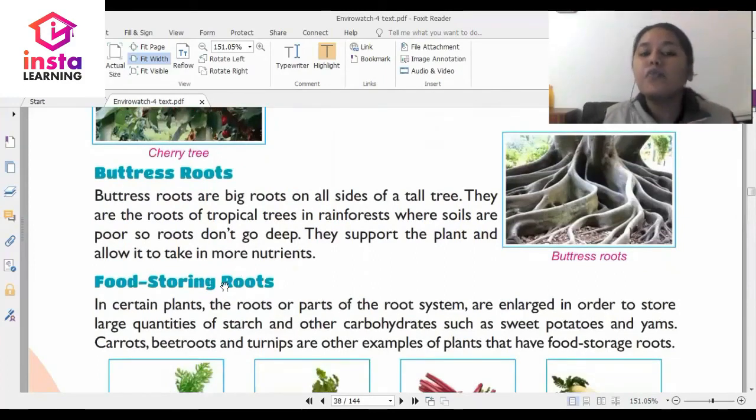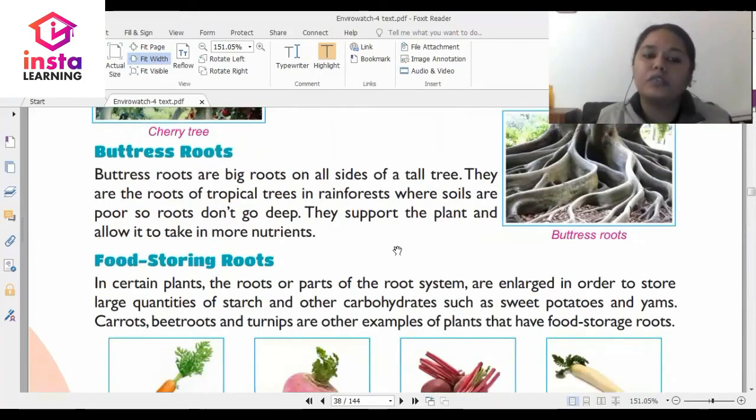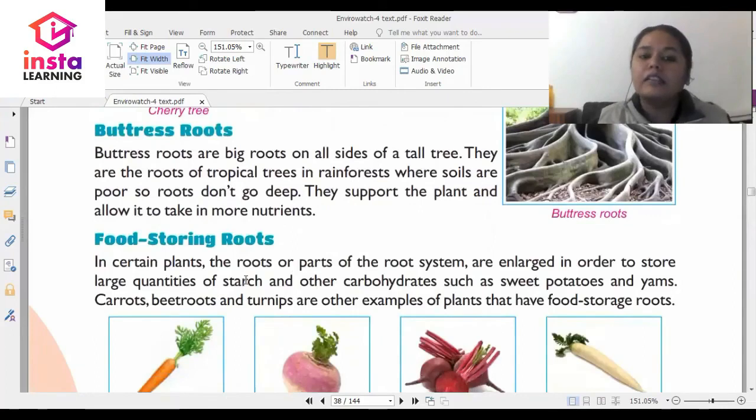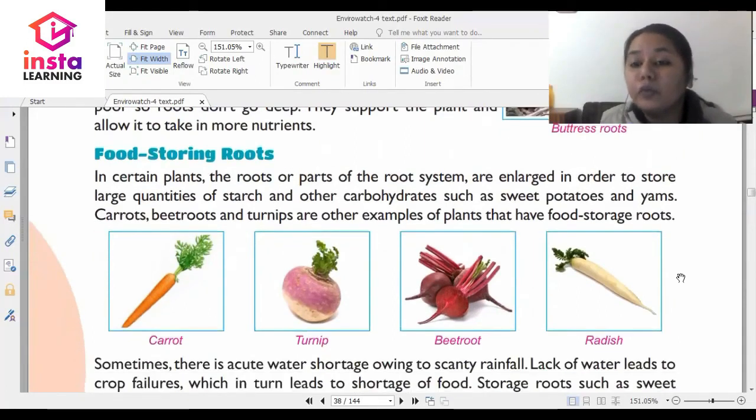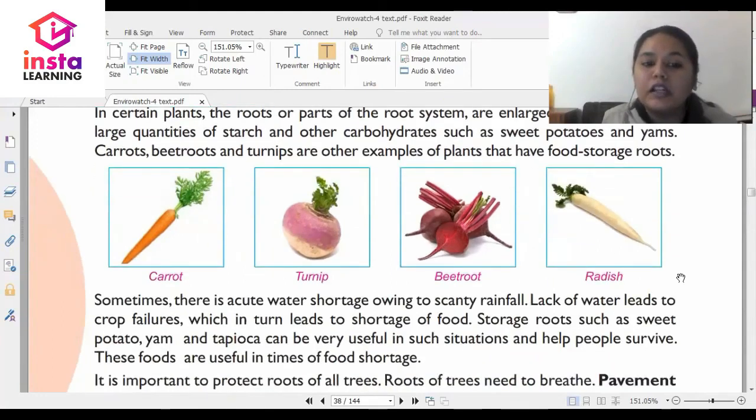Then you have food storing roots. So like we had water storing, now we have food storing roots. In certain plants, the roots or parts of the root system are enlarged in order to store large quantities of starch and other carbohydrates such as sweet potatoes and yams. Carrots, beetroots, turnip, and other examples that have food storage roots.